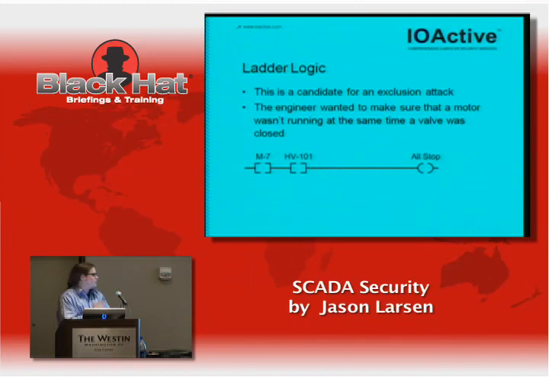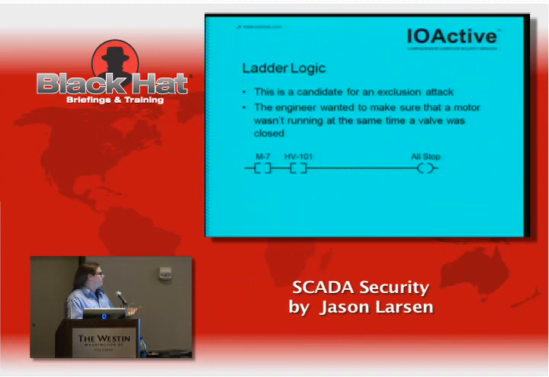So let's take a look at this rung of ladder logic. This is a good candidate for an exclusion attack. The engineer wanted to make sure that a motor wasn't running at the same time a valve was closed. So if you're looking at the ladder logic notation over here, M7 means motor number 7, wherever that went, and HV is a valve of some sort.